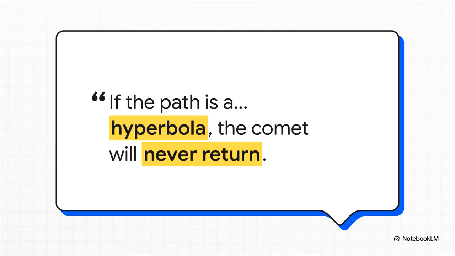So what about the hyperbola? What does it do? Well, it describes the path of things moving so fast that they can actually escape the sun's gravity. So if a comet is on a hyperbolic path, it's basically just a one-time tourist. It swings by the sun once and then gets flung back out into deep space, never to return.